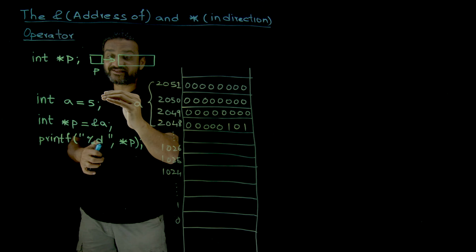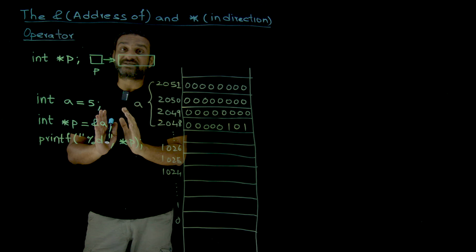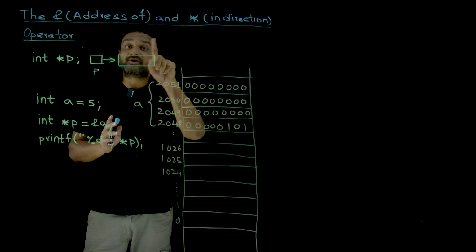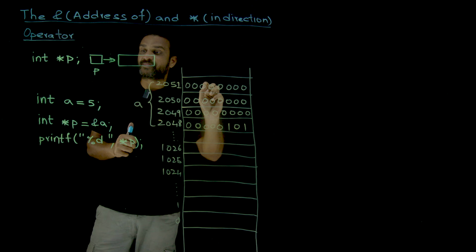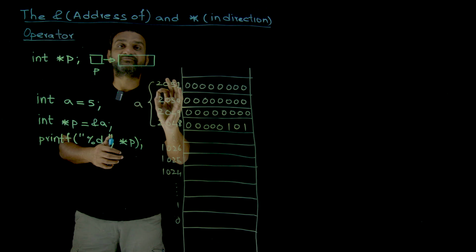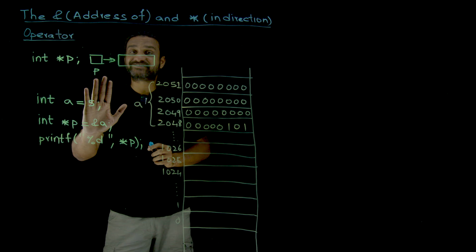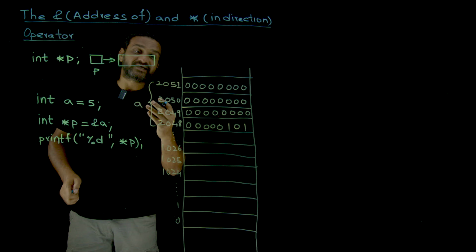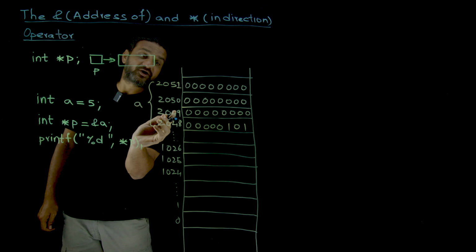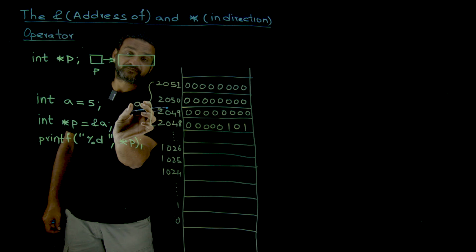So I have taken these three lines of code. By using these three lines of code, we will be understanding the address of operator and also the indirection operator. The first line of code states that A is a normal integer variable, and this A has a value of 5. Let's assume that the compiler has assigned four memory locations for the integer variable A.